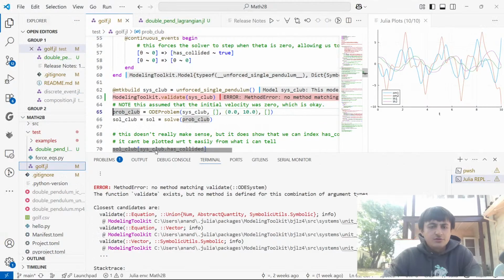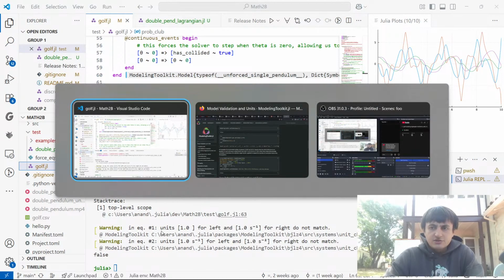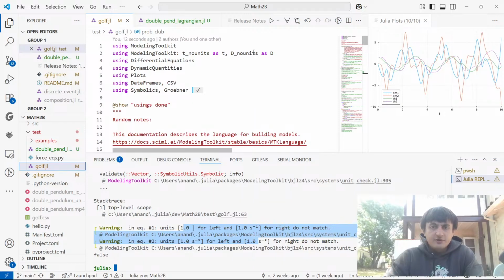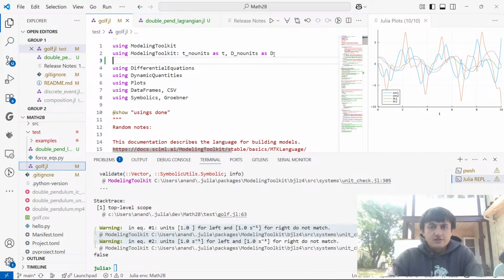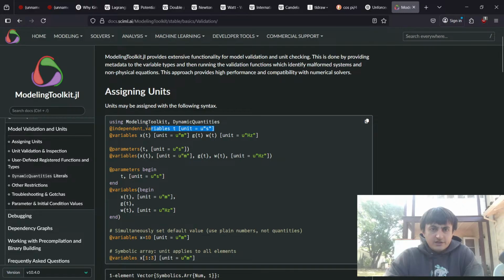Okay, so why don't we just do validate equations sys club. False. Okay, at least it throws some warnings for me. Units, 1 for left and 1 over seconds squared. So first off, we want to get rid of this. And we want to do unit t, yeah, so we want to do this.